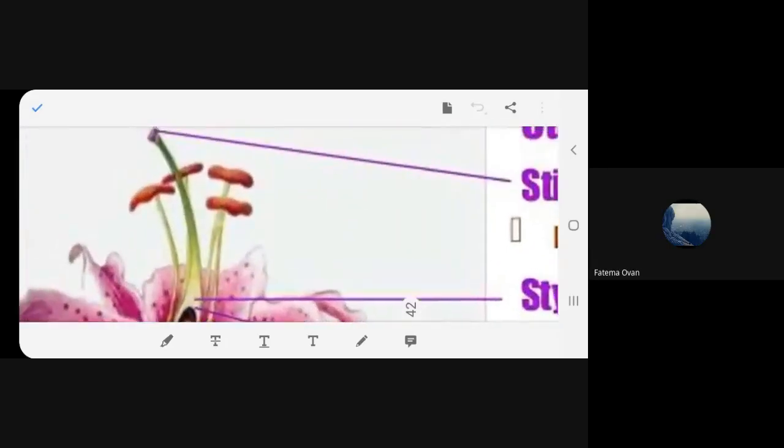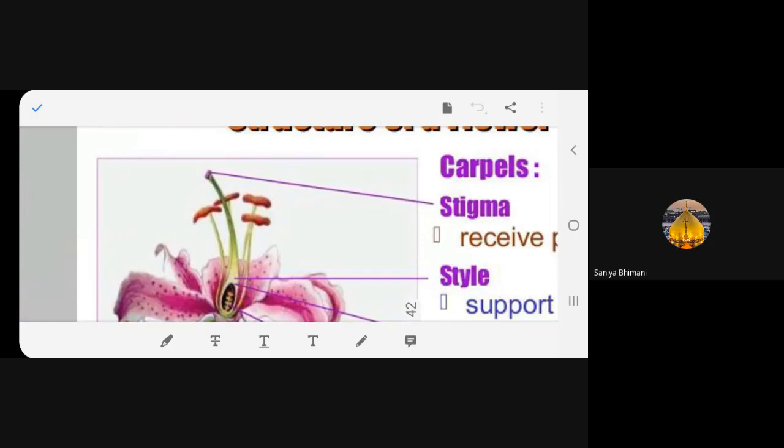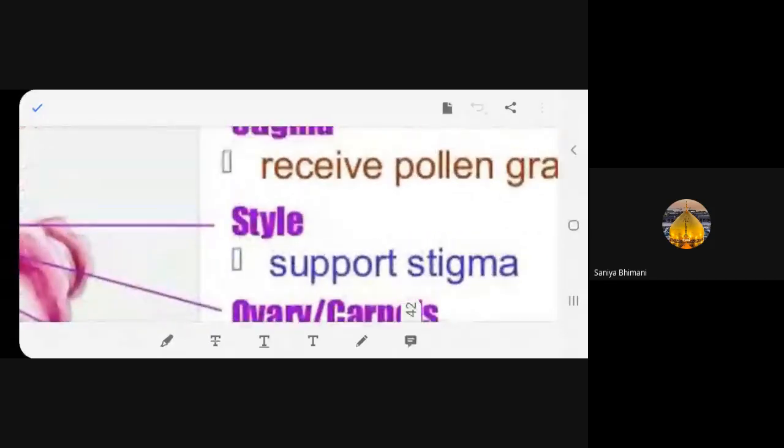Now below the stigma, what is this portion called? Please check what I'm showing, this green colored structure. What is this called? Style. Yes, very good. So first is stigma, second is style. What is the function of style, beta? Support stigma.